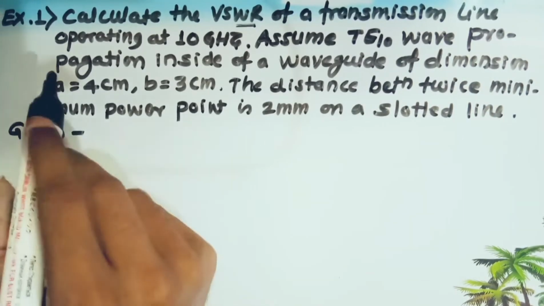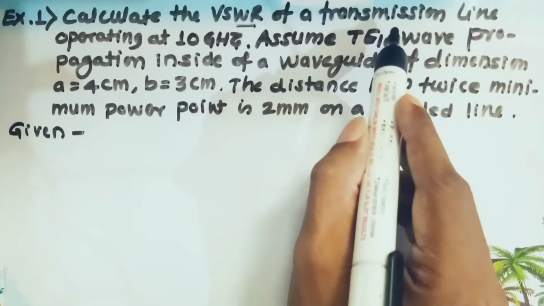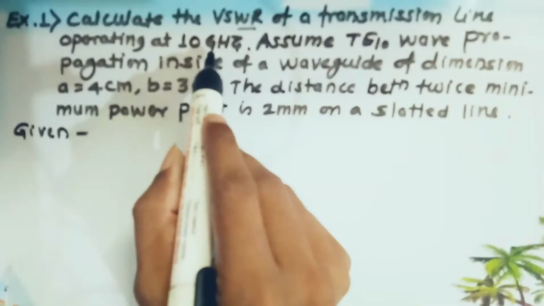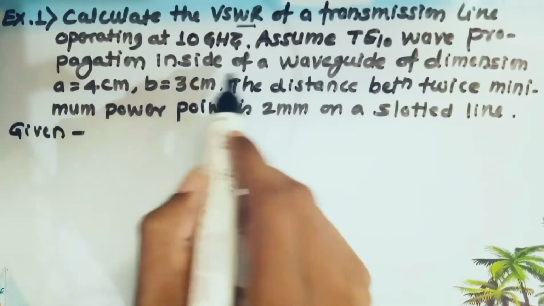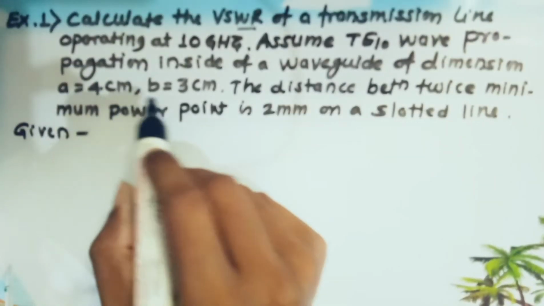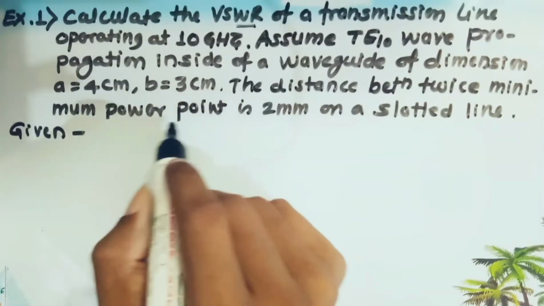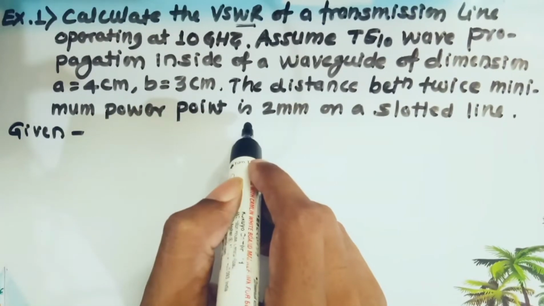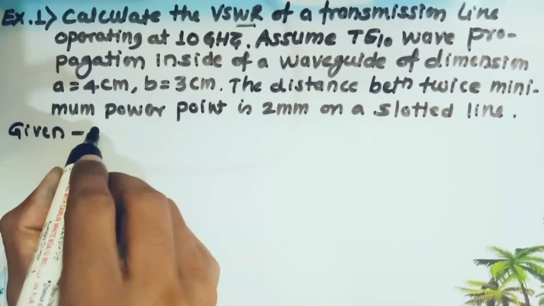So first numerical: calculate the VSWR of a transmission line operating at 10 GHz. Assume TE10 wave propagation inside a waveguide of dimension A equals 4 cm, B equals 3 cm. The distance between twice minimum power points is 2 mm on a slotted line. So first we are going to write the given quantities.